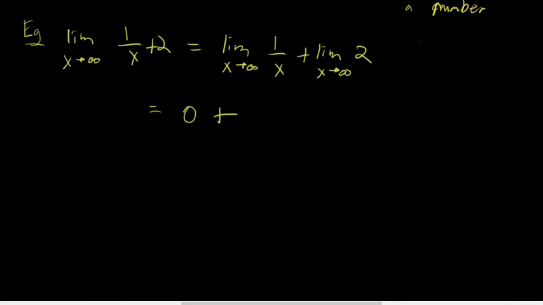And what's the limit as x tends to infinity of 2? Well, hopefully you'll recall from our properties video that the limit as x tends to anything of a constant is that constant itself, because f of x equals 2 is just a horizontal line, regardless of whether you're talking about really big negative values, really big positive values, or somewhere in between. The function is still equivalent to 2. So 0 plus 2 is 2, and that limit is 2.